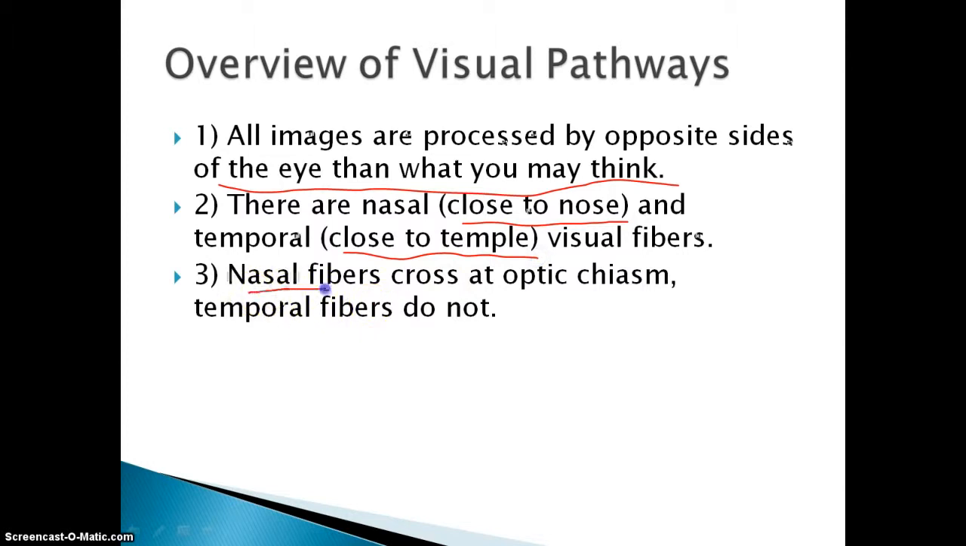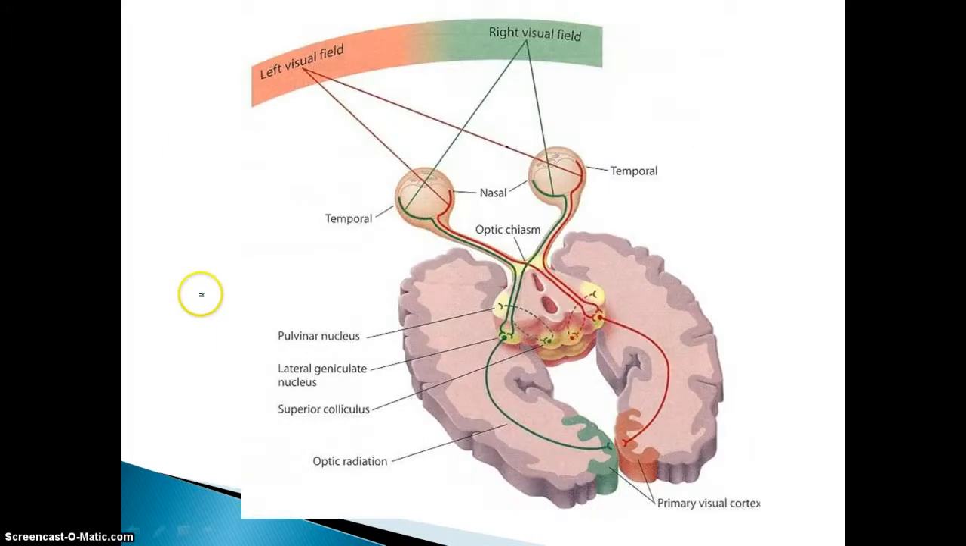Nasal fibers, those are the ones that are close to your nose, have to cross over at the optic chiasm, but temporal fibers do not. Here I have another picture. Let's go ahead and investigate this a little bit further.